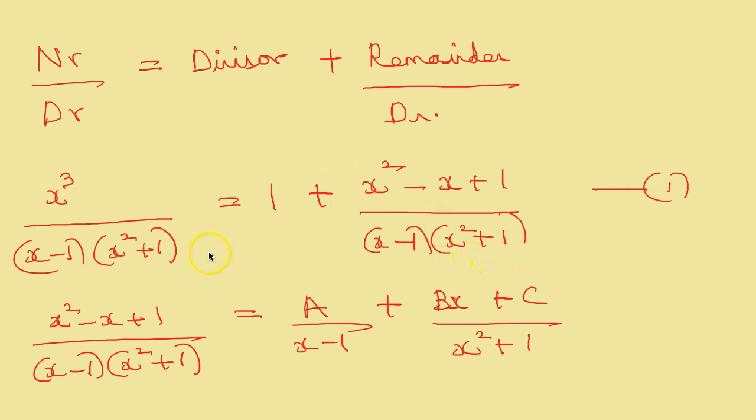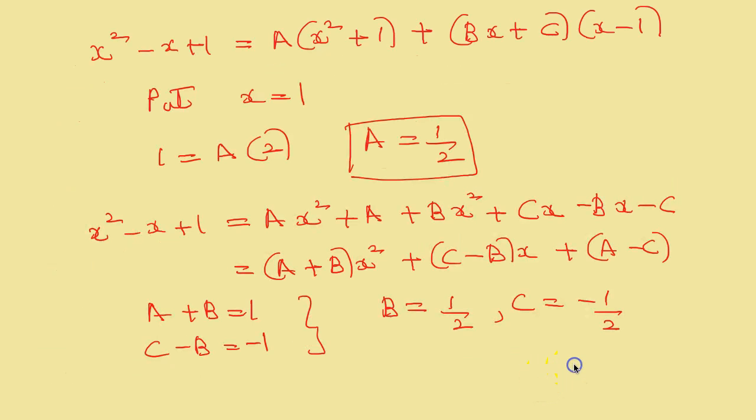x squared plus 1. So x squared minus x plus 1, now I am taking this term, x squared minus x plus 1 by x minus 1 into x squared plus 1. I can write it as a by x minus 1 plus, since this cannot be factorized and it is of degree 2, we write it as bx plus c by x squared plus 1. So taking the LCM and cancelling out the denominators, you get x squared minus x plus 1 is a into x squared plus 1 plus bx plus c into x minus 1.